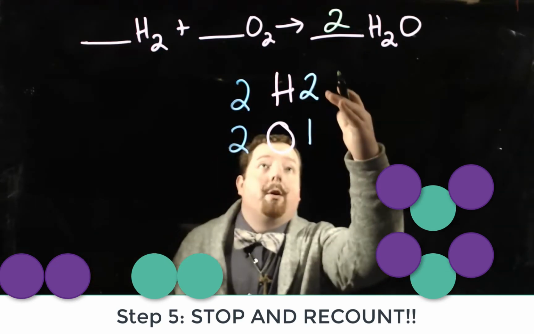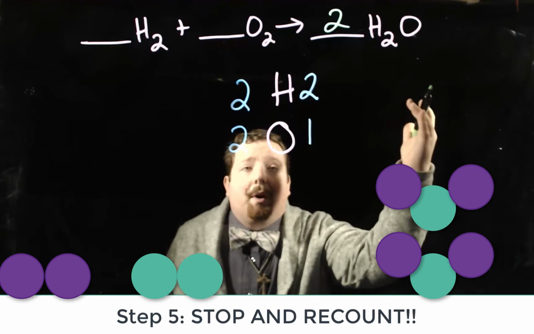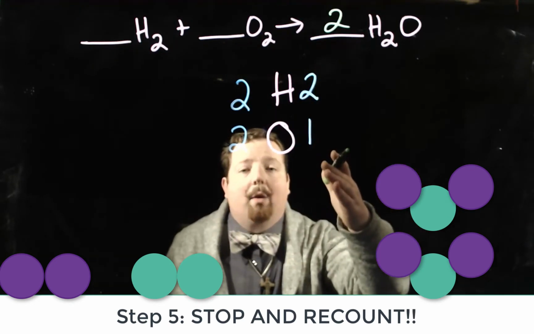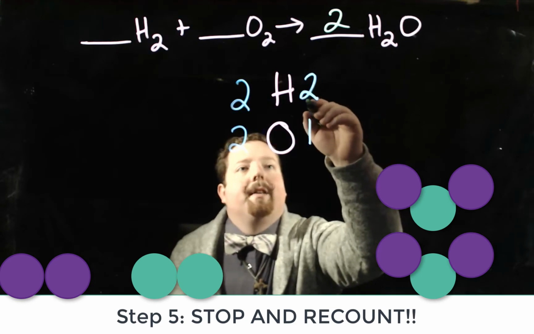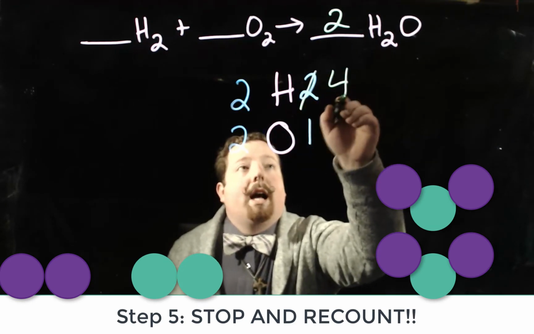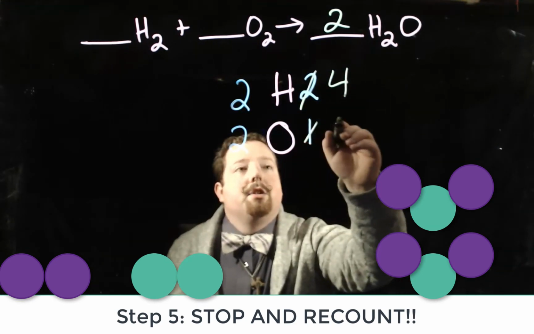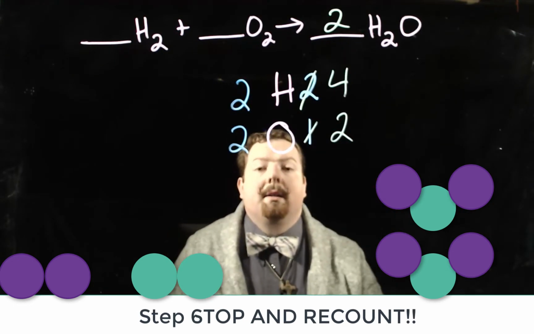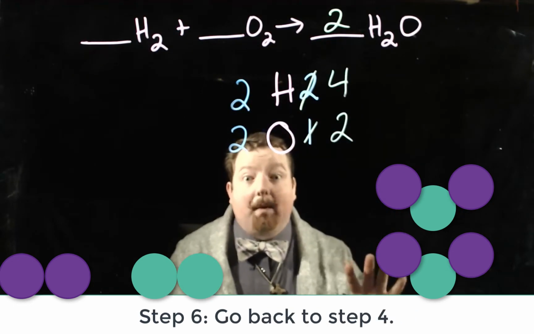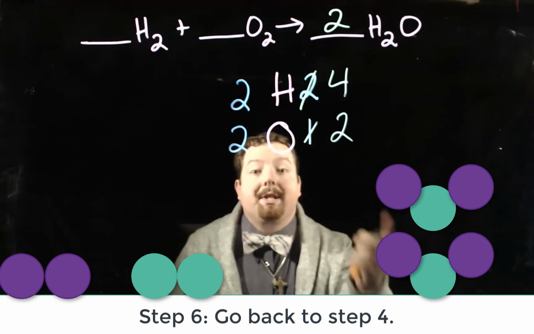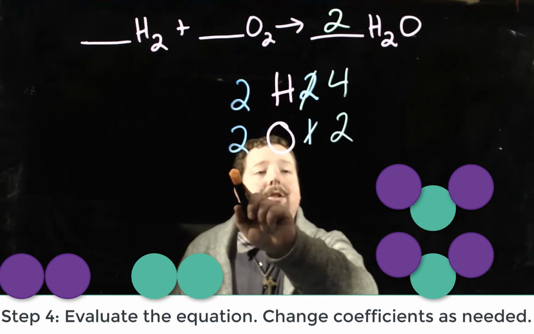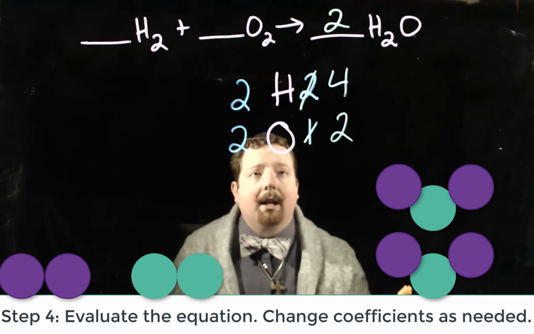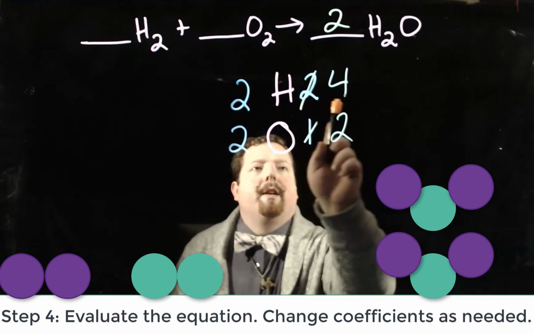So we only change the coefficient on the product side of the equation. We're only going to recount the product side of the equation. Here we have 2 H2Os, which means that we now have 4 hydrogens and 2 oxygens. Step number 6 is to go back to step 4. Reevaluate our numbers again and see if we need to change coefficients. It looks like our oxygens are 2 and 2, so they're fine, but our hydrogens are 2 and 4.